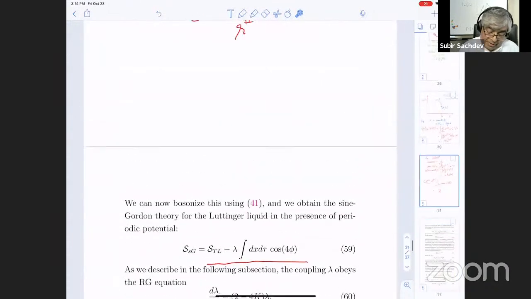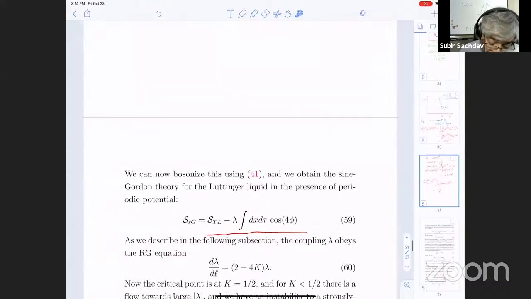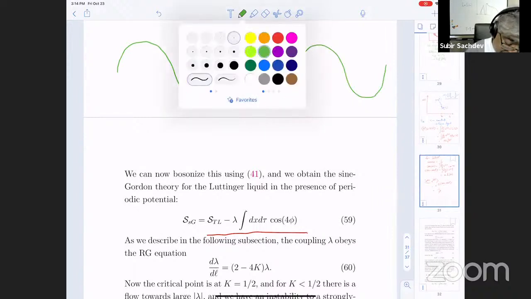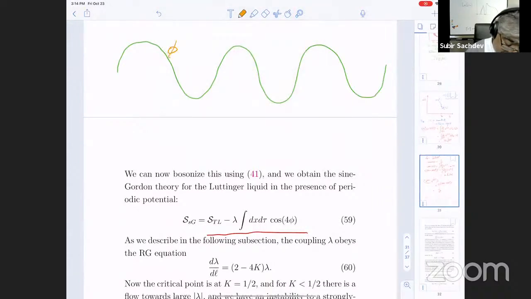All right. So if I look at this potential, cosine phi, I can draw it here. It looks something like this. And the field phi is now fluctuating on this potential. The field phi is running around in this potential. And you can ask, how important is this potential?